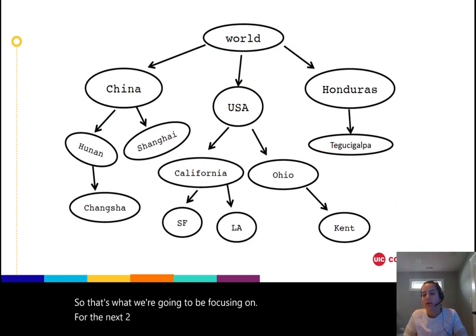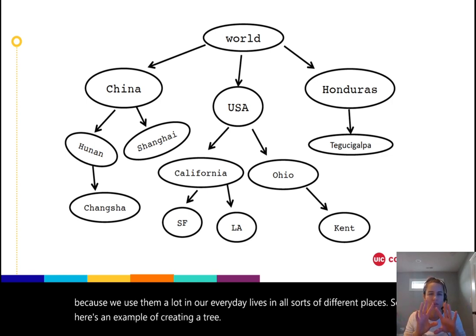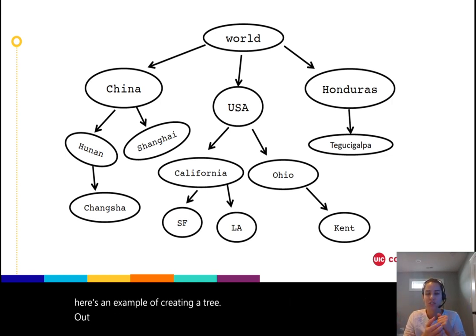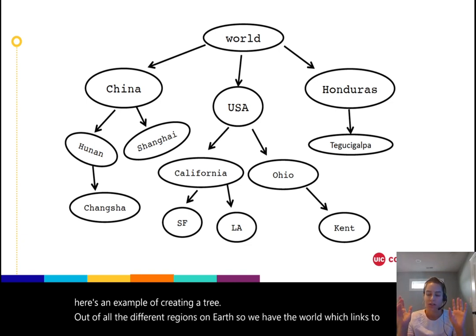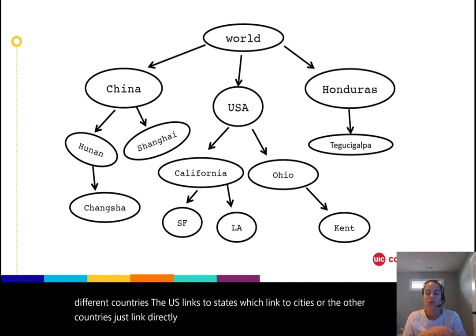So trees are pretty natural for people to understand because we use them a lot in our everyday lives, in all sorts of different places. So here's an example of creating a tree out of all the different regions on Earth. So we have the world, which links to different countries. The US links to states, which link to cities, or the other countries just link directly to cities. You could then go to counties and neighborhoods and etc.